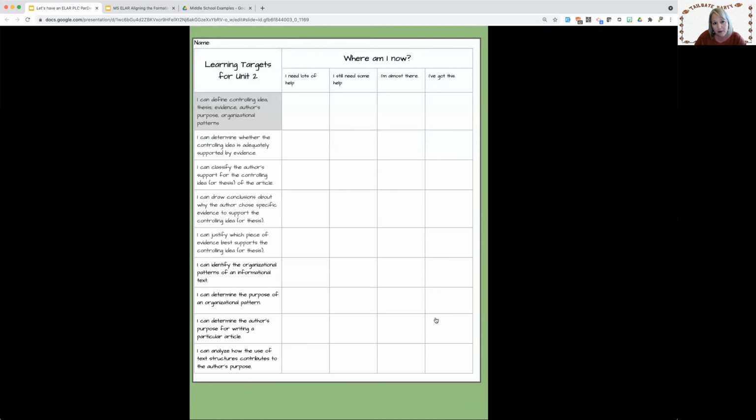Another way, and we talked about this last time, was giving the students the list of the learning targets for the unit or for the week, and then asking them to keep track as we move through the unit. And so they may be at the beginning of the unit, the beginning of the week saying, well, I don't even know what this means. I need lots of help. But over time, they're moving towards, I've got this. And so I'm hoping that some of you have already started doing that.